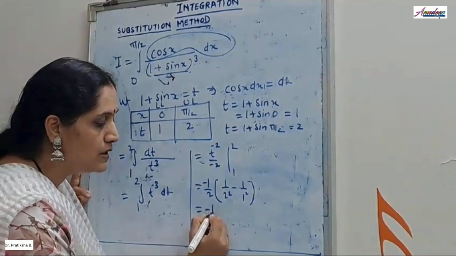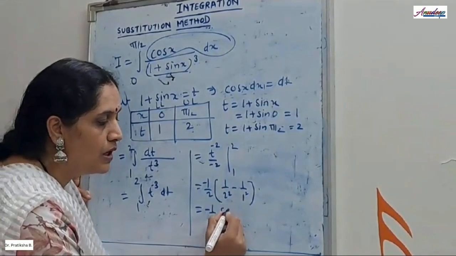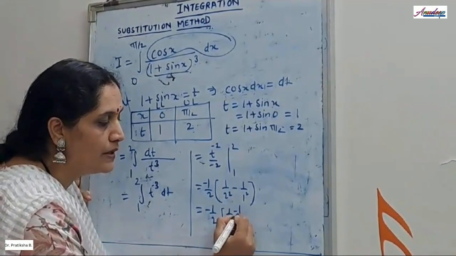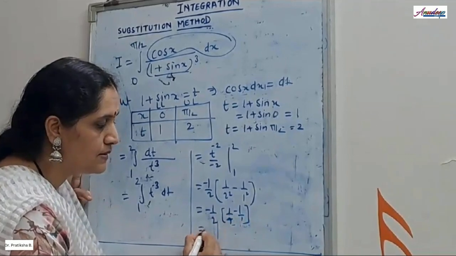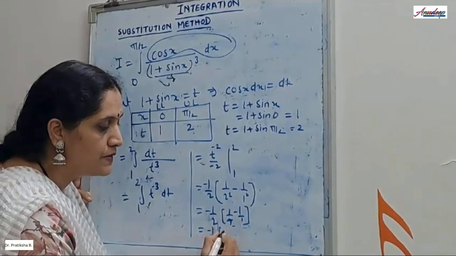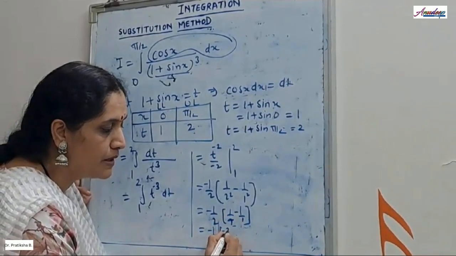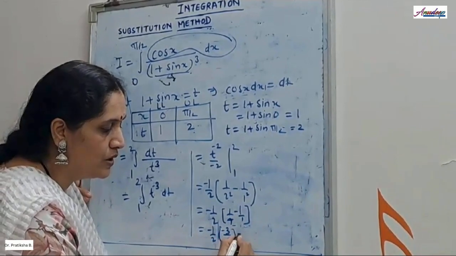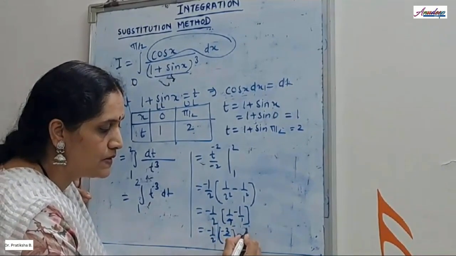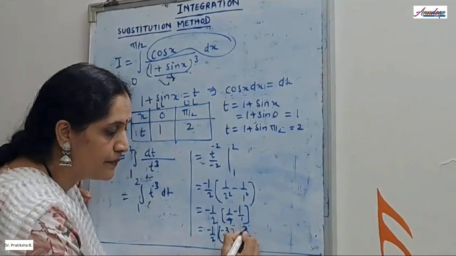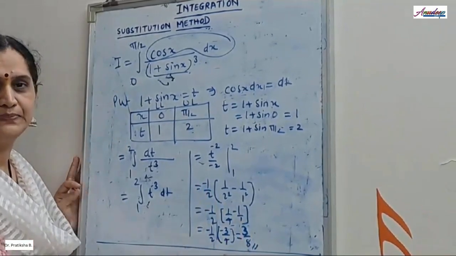That is how you apply the limits. So what I am getting here is minus 1 upon 2 times 1 upon 4 minus 1 upon 1. So when I take LCM, it is 1 minus 4, that is minus 3 upon 4. So the answer becomes 3 upon 8, which is your final answer.